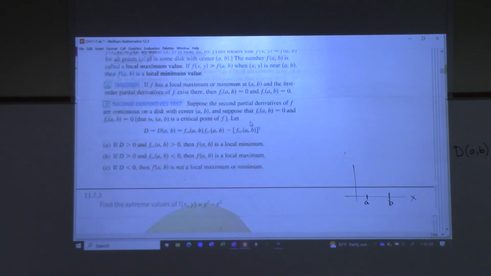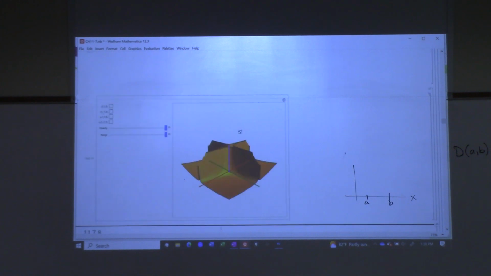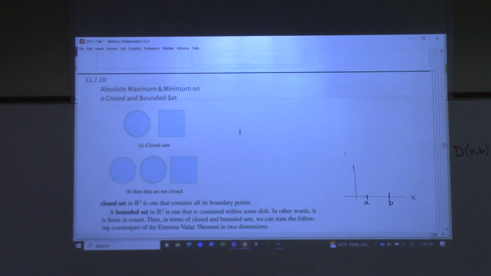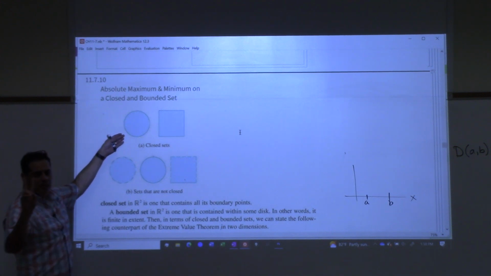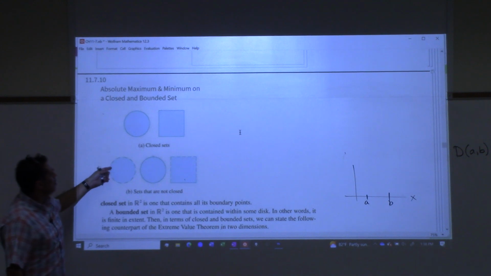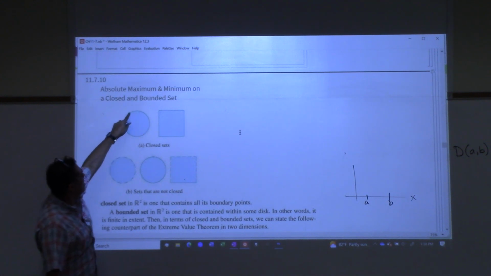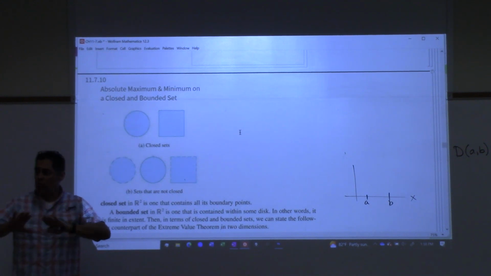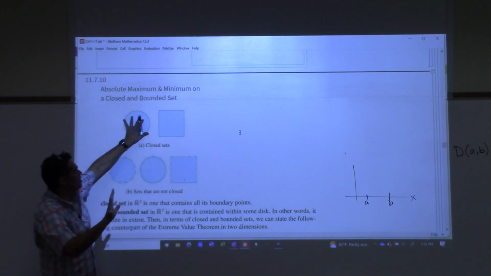So the first part of this is just to make sure we get some language understood, and that is the difference between a closed set in two-dimensional space versus sets that are not closed. So a closed set is any set that has... we're talking in two-dimensional space. So imagine this is on the ground, right?